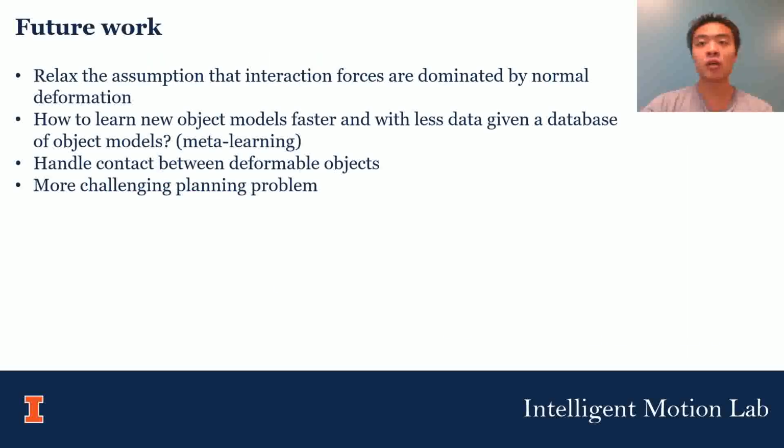For future work, we would like to relax the assumption that interaction forces are dominated by normal deformation. At the same time, related to the topic of meta learning, given that we already have a database of objects, can we learn new object models faster and with less data? We would also like to handle contact between deformable objects rather than just rigid and deformable objects. Finally, we would like to apply our method to more challenging planning problems.